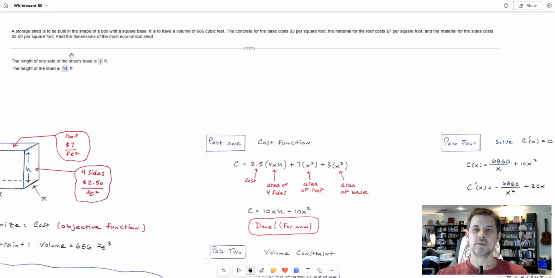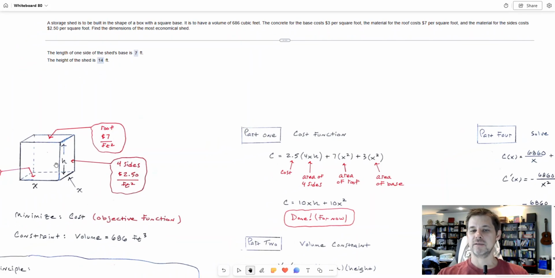Greetings, everybody. So I want to tell you about this problem that deals with economizing a storage shed. And what I mean by that is that the storage shed needs to be a certain size. That's given to be 686 cubic feet. So that's how big it needs to be. No bigger, no smaller. But of course, the materials needed to build this have their own cost.